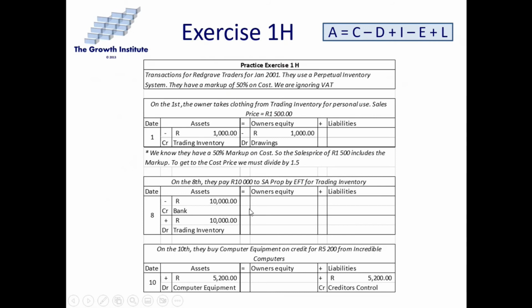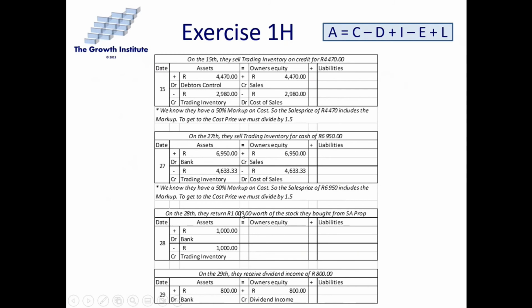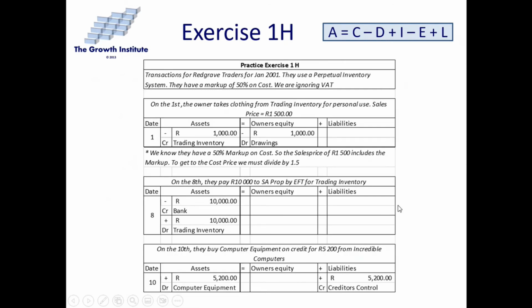So in this case, we are simply trading one asset, money, for another asset, trading inventory. So we are going to debit this asset account, trading inventory, because it is increasing, and it is increasing with the same amount that the bank is decreasing. So really the net effect is zero, because plus 10,000 minus 10,000 is zero. So the real effect on the accounting equation is nothing.